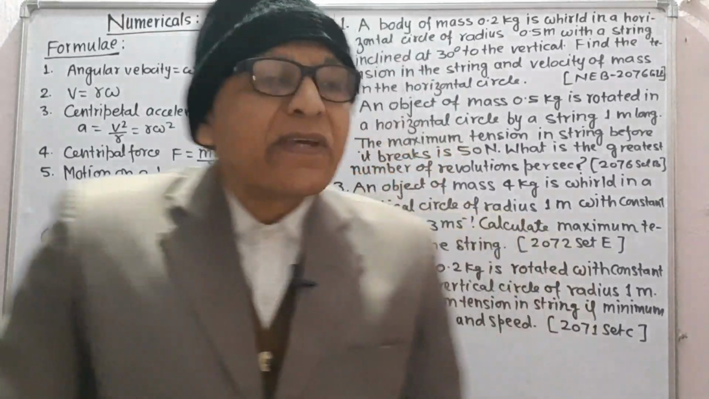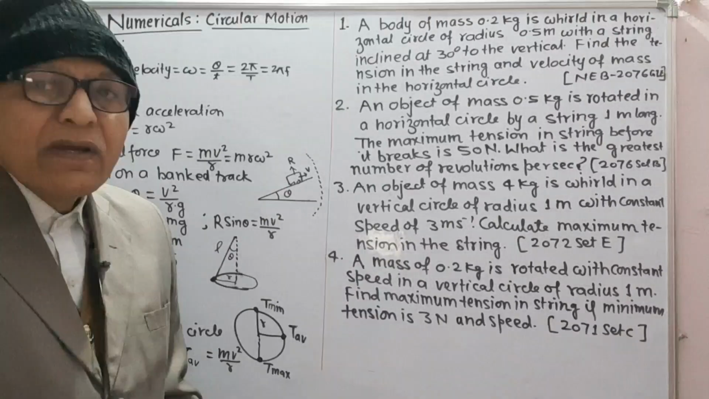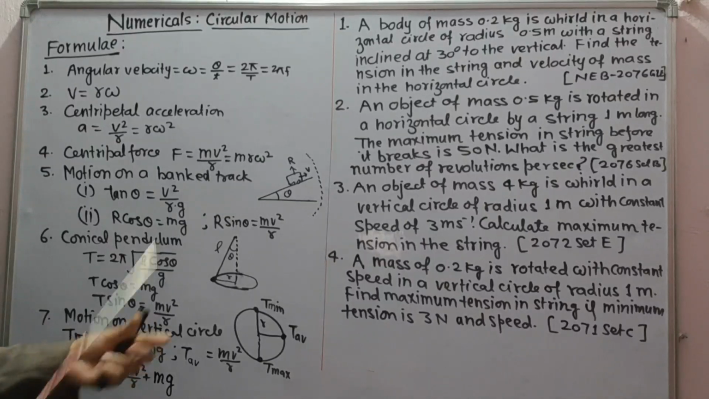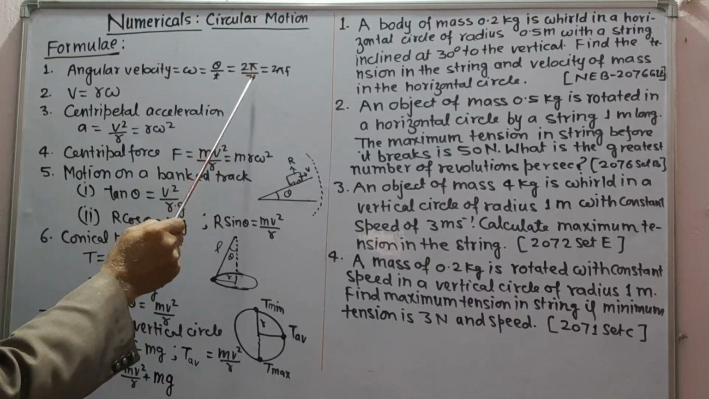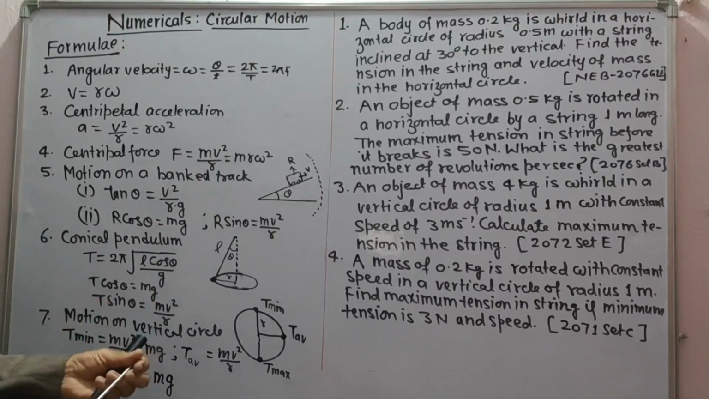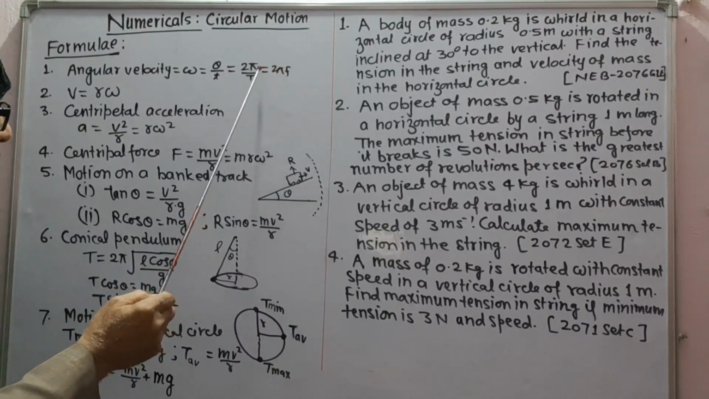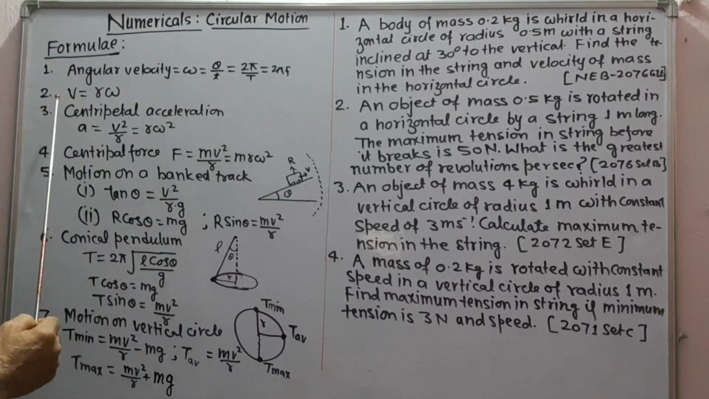Hello dear students, let us solve some numerical problems related to circular motion. At first let us review the related formulas. First, angular velocity, which is denoted by omega, is equal to the angular displacement per unit time, which may be written as 2 pi upon capital T, where capital T is time period, and 1 upon time period is equal to frequency. Therefore, omega becomes 2 pi into f, frequency.